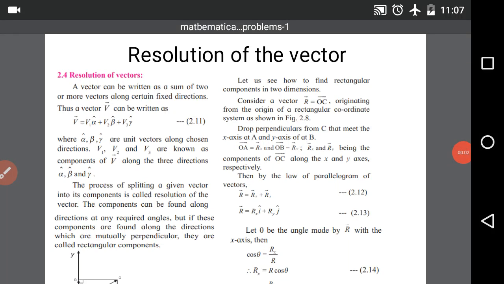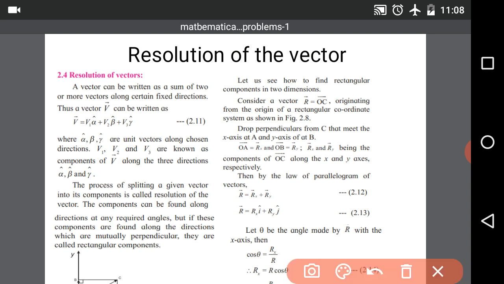Hello friends, today we are going to discuss resolution of vectors, and after that we will discuss some problems related to vector analysis. In the last lecture we had seen the law of parallelogram. The procedure for resolution is the same as the law of parallelogram. So first of all, let us see what we mean by the resolution of a vector.